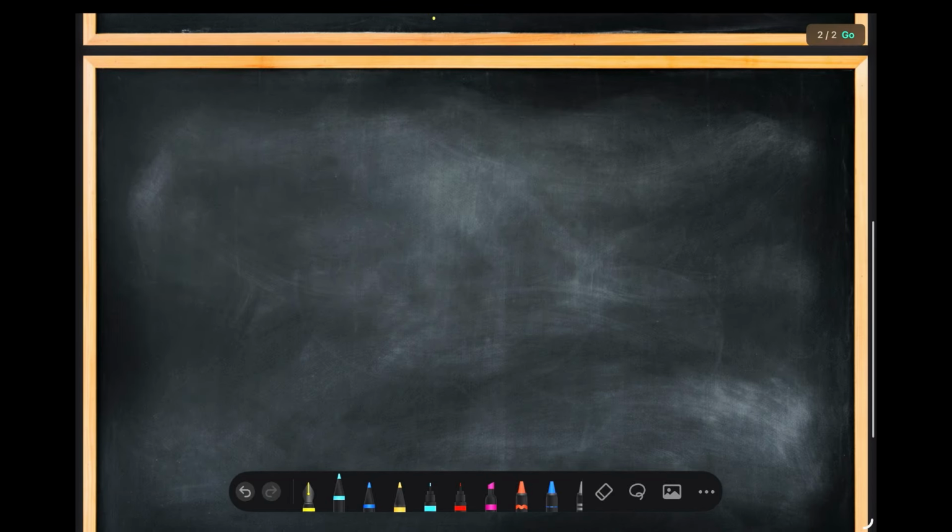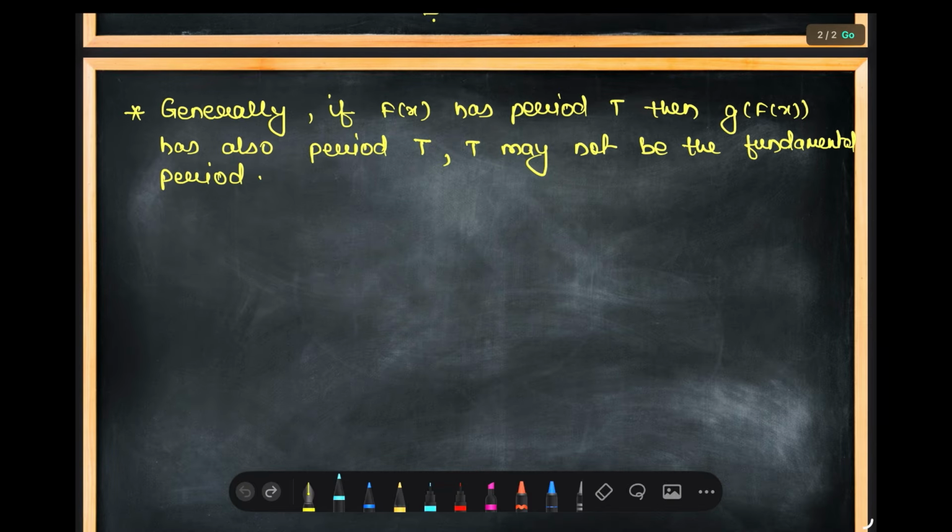We have one more point which is important. Generally, the word is important, generally, sometimes. If f of x has period T, then g of f of x, look at this, who is going inside? The f function is going inside. It also has period T, meaning the function which is going inside, the period depends upon that function only. Maybe that period is not the fundamental period, but it depends upon that period only, and how we calculate it we have to understand. Now, for example, I'll give you certain situations.